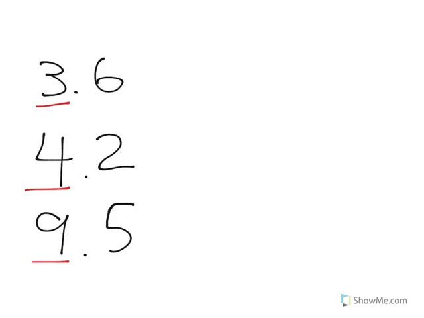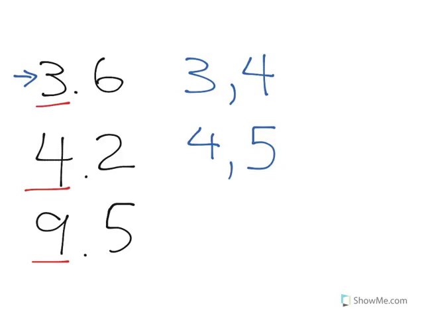So for this problem right here, 3.6, there's two possible ways of rounding to the ones column. One of them is to keep it as 3. The other one is to change it to 4. For this second problem, 4.2, there's either the possibility of keeping it at 4 or changing it to 5. For this next one, 9.5, there's the possibility of either keeping it at 9 or changing it to 10. Those are the only possibilities, and that's an important thing to keep in mind.